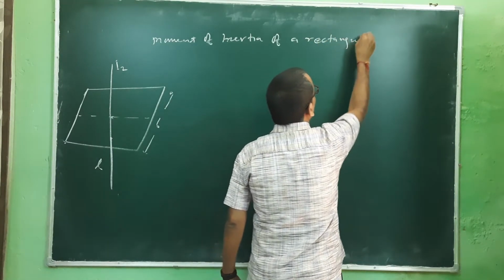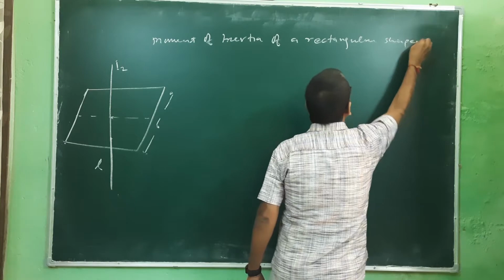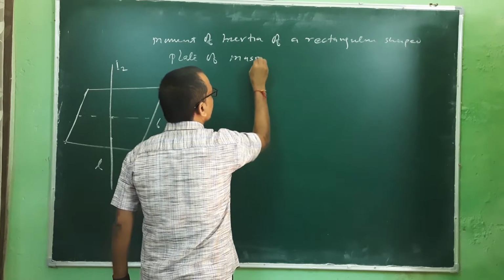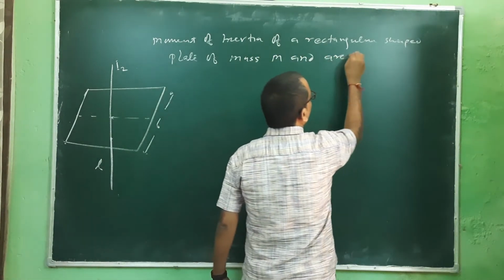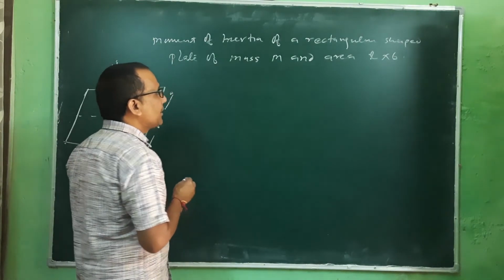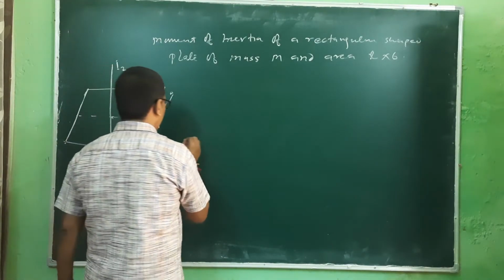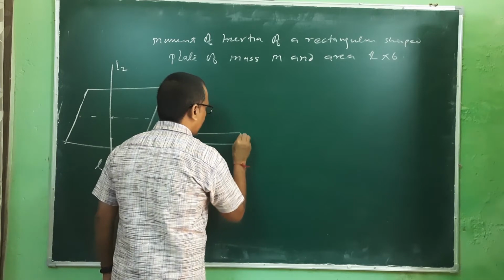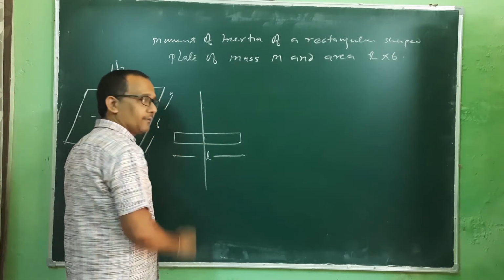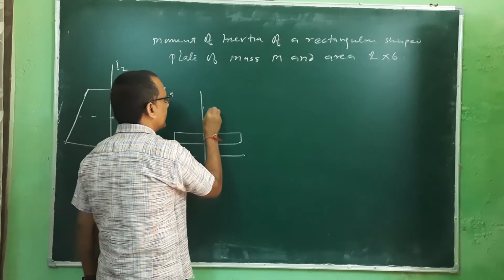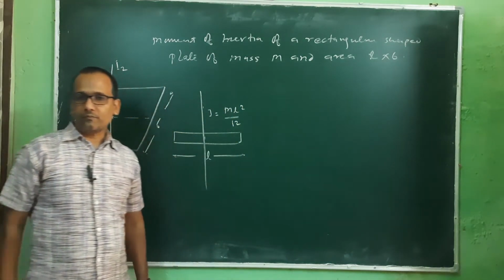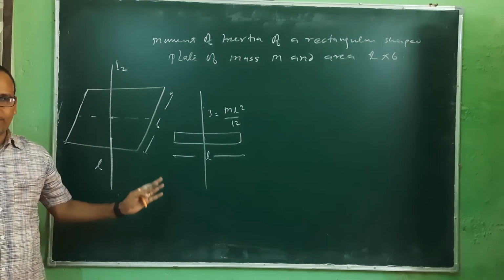of a rectangular flat plate of mass m and the area L cross B. Okay, so initially we have calculated this moment of inertia for a rod. If we have this rod of length L and one axis which is passing through its center, then this moment of inertia was equal to ml square by 12.